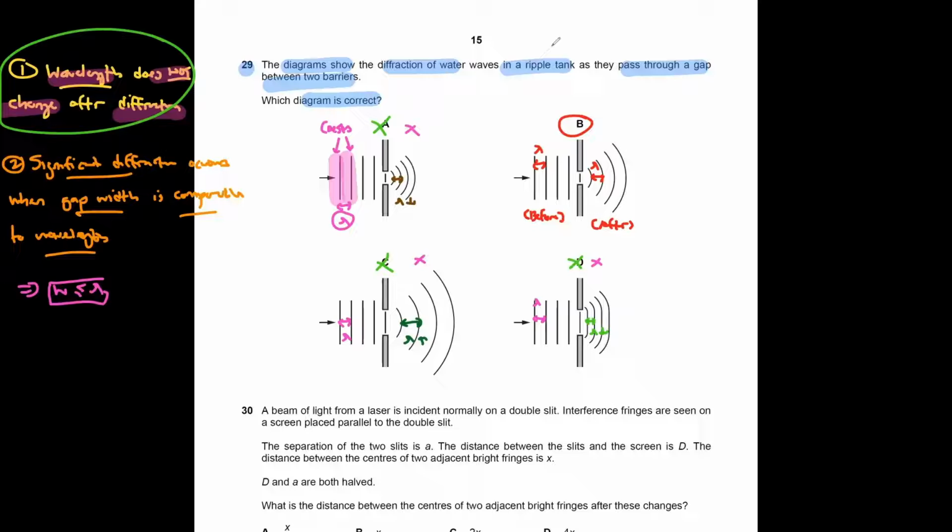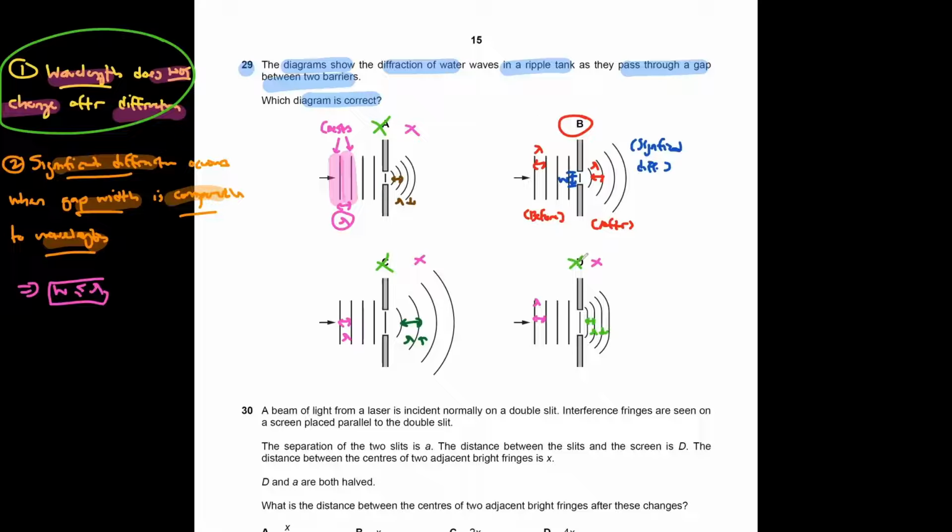And then after that, you can also double check with criteria number 2. Significant diffraction will only occur if your gap width is comparable to your wavelength. So here, look at your gap width. Your gap width is this one. It's almost similar in size to your wavelength. So it is reasonable to assume that you have significant diffraction. This is to be expected. Okay. So answer is B here.